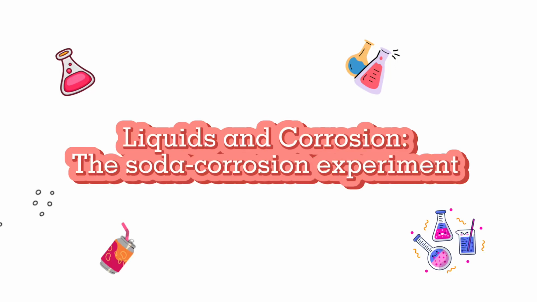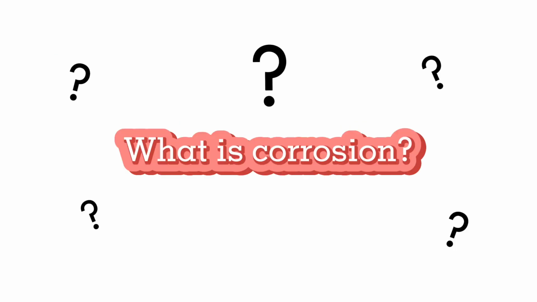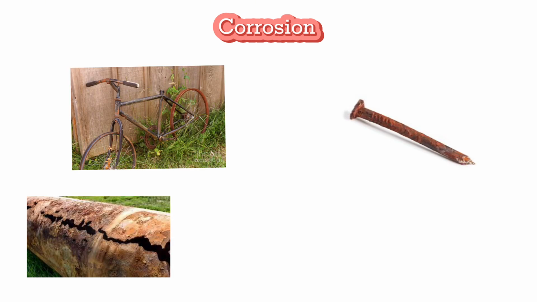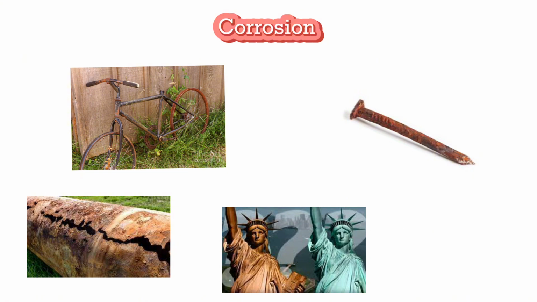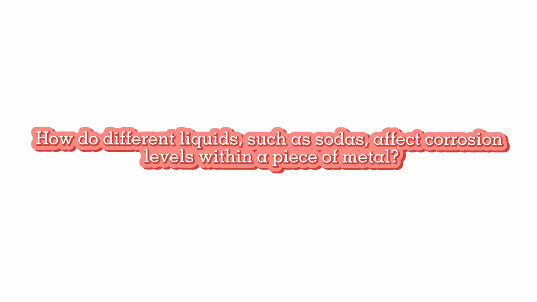My name is Victoria. And I'm G, and today we're going to be doing the soda-corrosion experiment. But firstly, what is corrosion? Corrosion is a decomposition process within materials, usually metals, caused by air, moisture, or chemical reactions involving acids surrounding it. Our research question is, how do different liquids affect corrosion within a piece of metal?